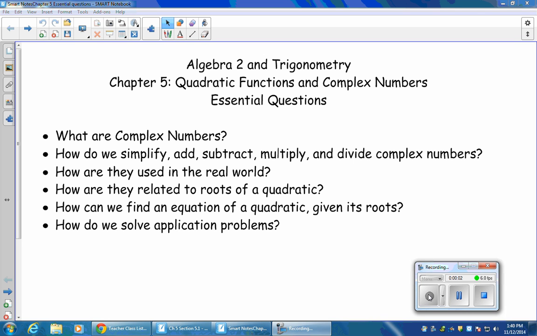Next chapter is chapter 5, which is the quadratic functions and complex numbers. The essential questions that we're going to cover in this chapter first are talking about what are complex numbers, how do we simplify them, add them, subtract them, multiply, and divide them, how are they used in the real world, how are they related to quadratics, and how do we find an equation of a quadratic given its roots, and finally application problems.